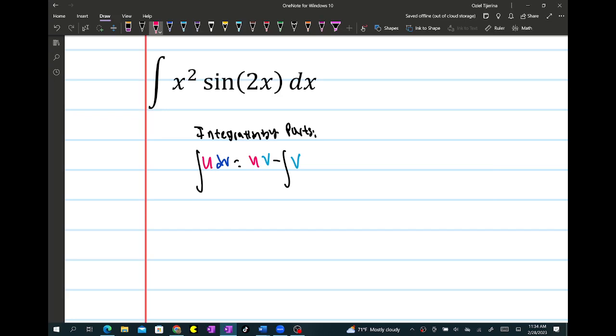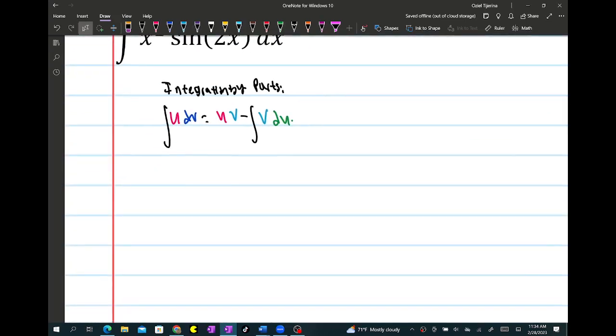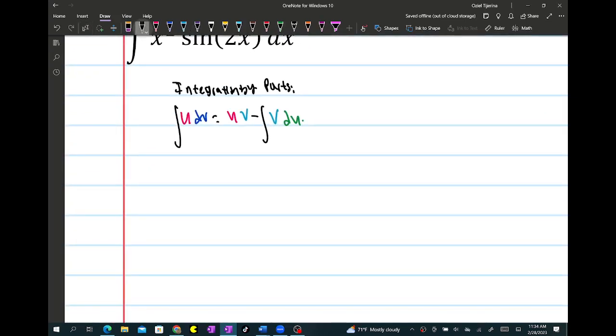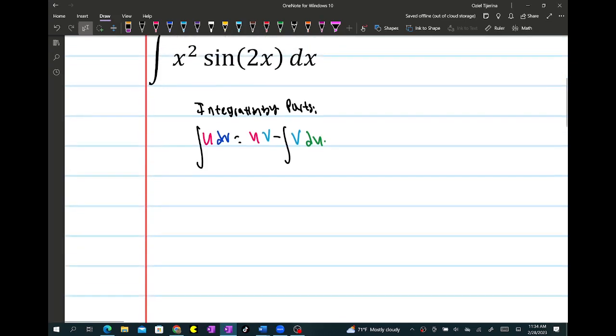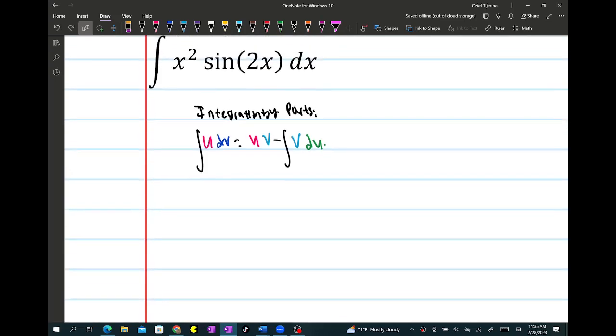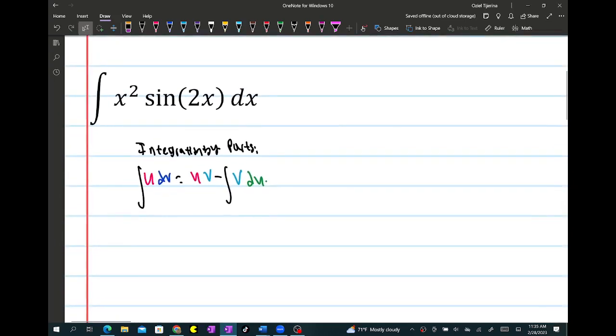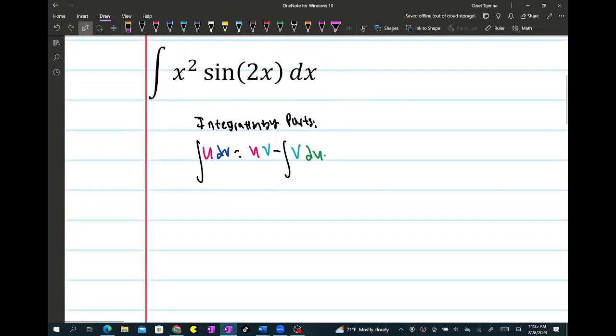This is the formula that we're going to use, but I really want to say that we have to know this formula. If you don't know this formula at all, you cannot do this problem. If they give it to you, that's great, but if you haven't done this formula with easier problems, then this problem is going to be very, very difficult. You also have to know u-substitution, because we're going to use it in this problem as well. So here we have the integral of x squared sine of 2x dx.